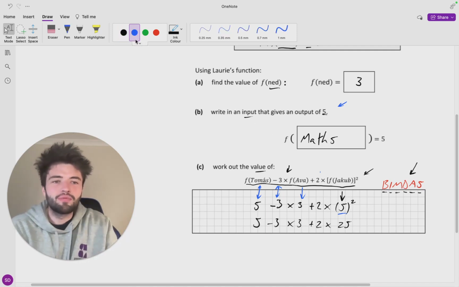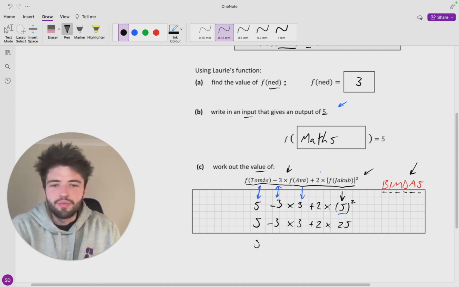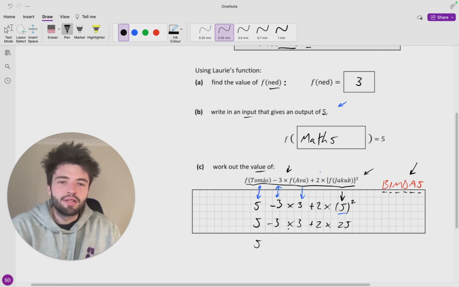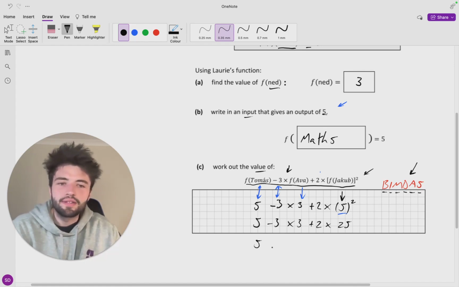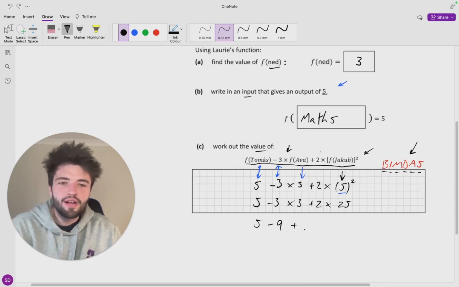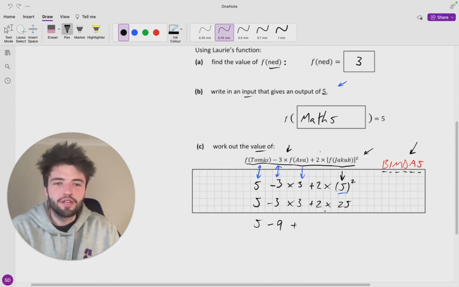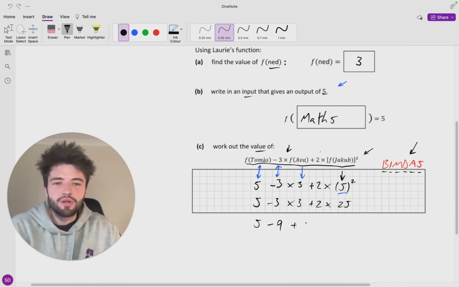If we look across, we can see that our next letter is M, which stands for multiplication. So we can do our multiplications now. Our 5 isn't multiplied by anything, but this -3 times 3 is. So we need to simplify that. -3 times 3 is going to be -9. So we're going to put -9 here. The next term here is 2, and we just need to multiply 2 by 25, using once again our multiplication in BIMDAS. 2 times 25 is 50, so we can put +50 on the end.